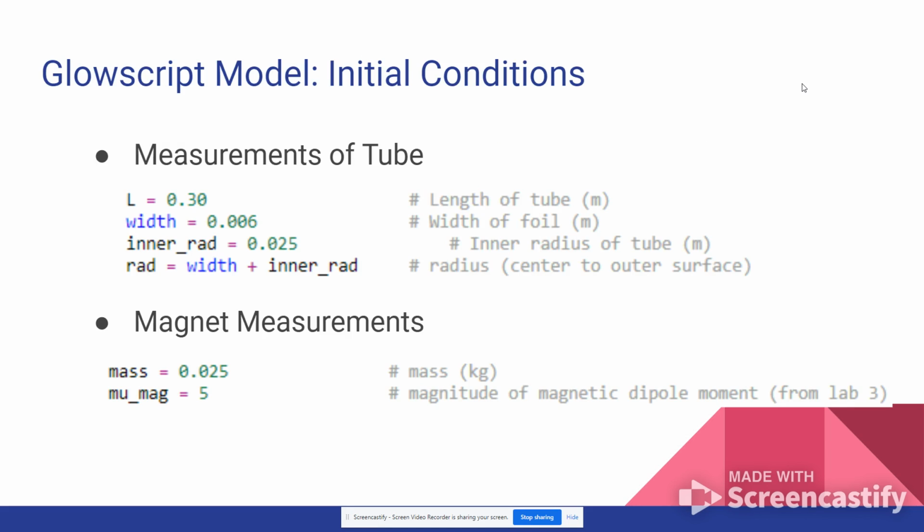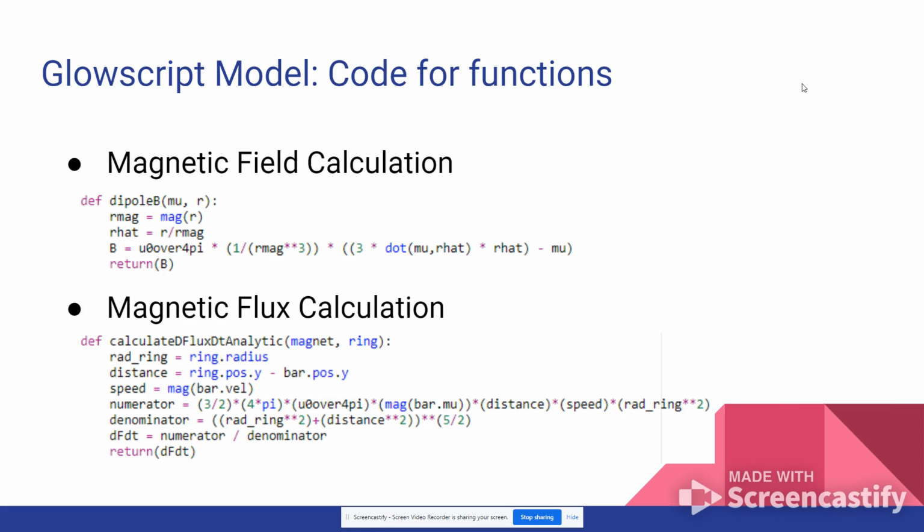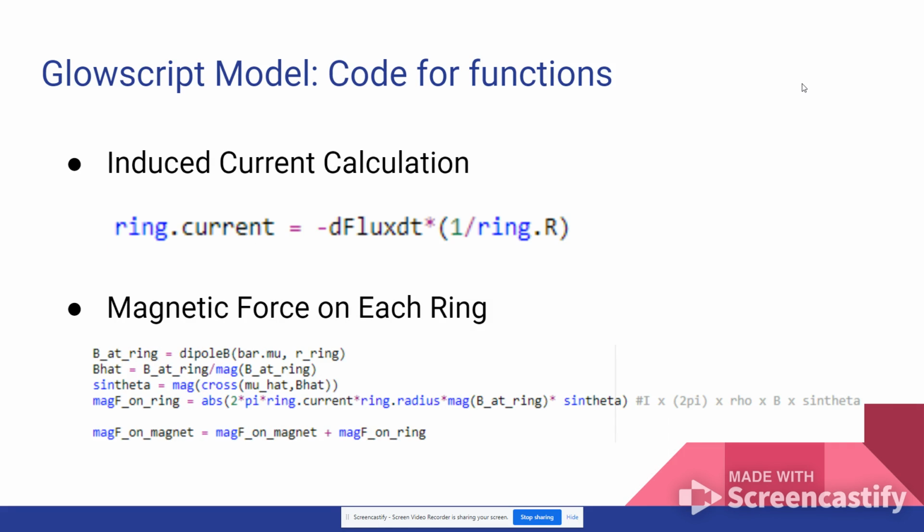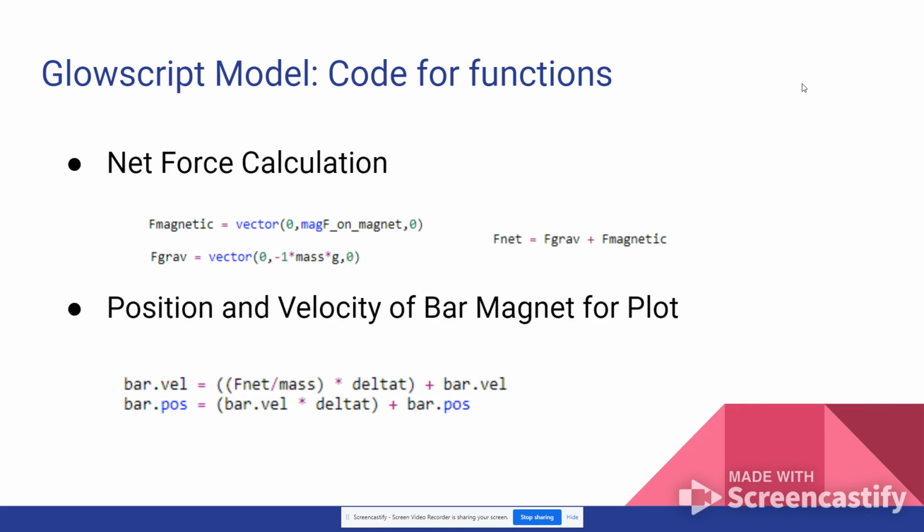For the GlowScript model, the measurements of the tube were inserted along with the magnet measurements for the initial conditions. The code for the functions of this lab were the magnetic field calculation and the magnetic flux calculation. Additionally, the induced current was calculated, and the magnetic force on each ring of the tube was calculated. Then the net force was calculated by calculating the magnetic force on the magnet in the opposing direction, and then the gravitational force that was pulling it down. The position and velocity of this bar magnet was plotted, and this will be shown later in the video.